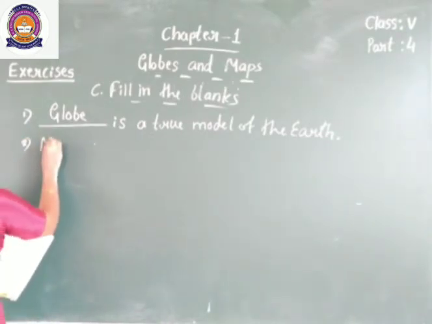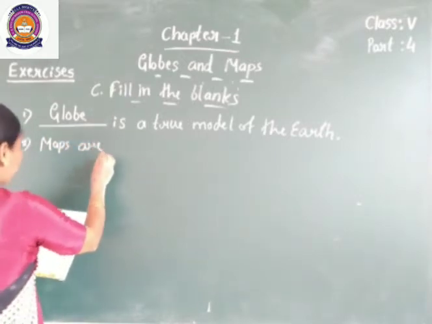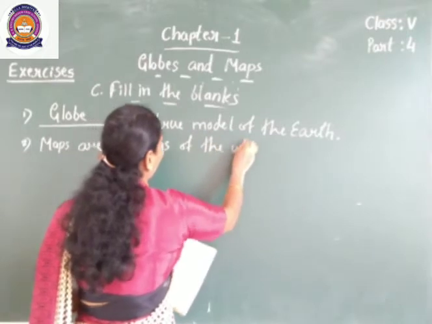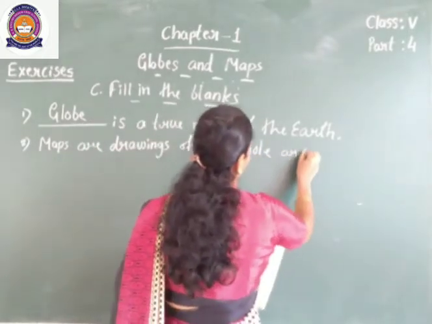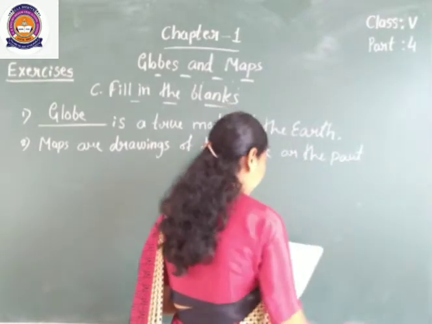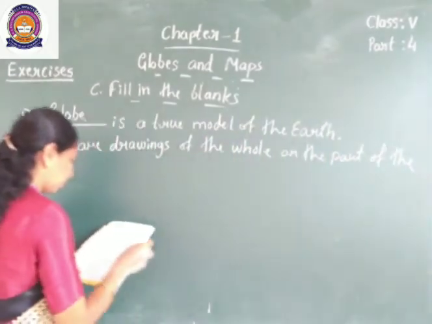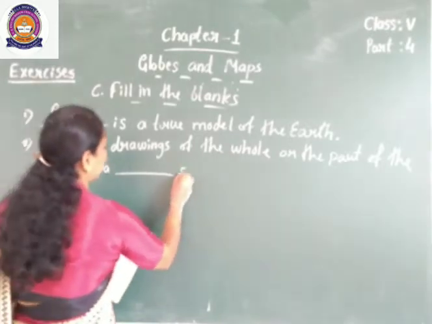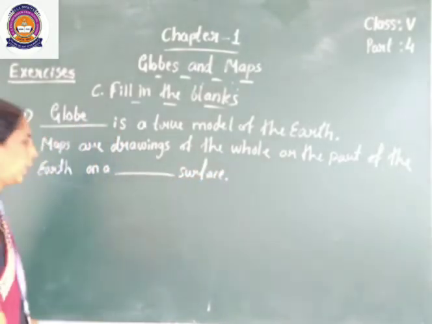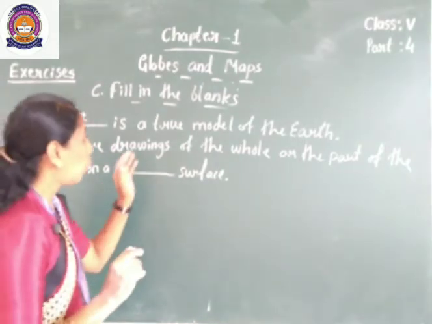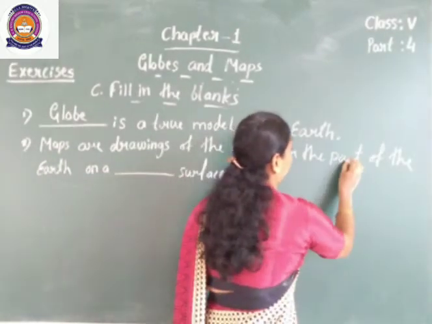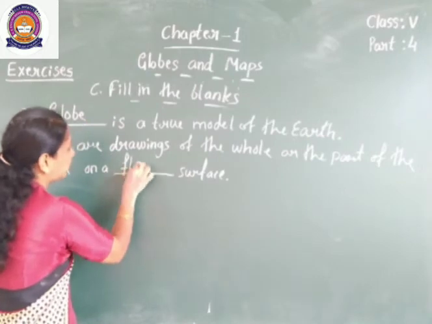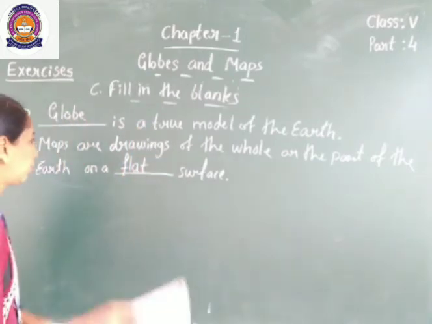Question number 2. Maps are drawings of the whole or the part of the earth on a dash surface. Okay. The answer is flat surface.